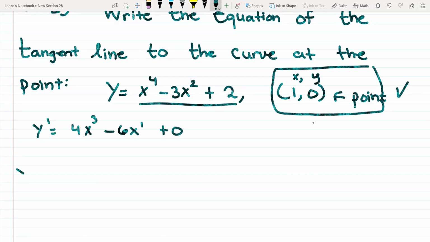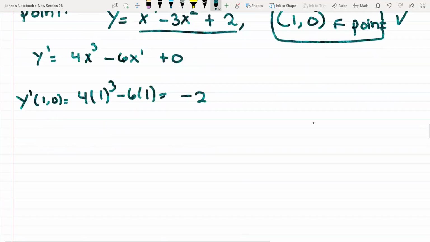Because I need to find my m, and m is a constant. Do I really need to plug in my y? Not really, because if you look at this, we only have x's, so we don't have to worry about the y's. So it's going to be 4, and then wherever you see an x, replace it with 1. And you get a final answer of negative 2. Okay, so your m is negative 2.